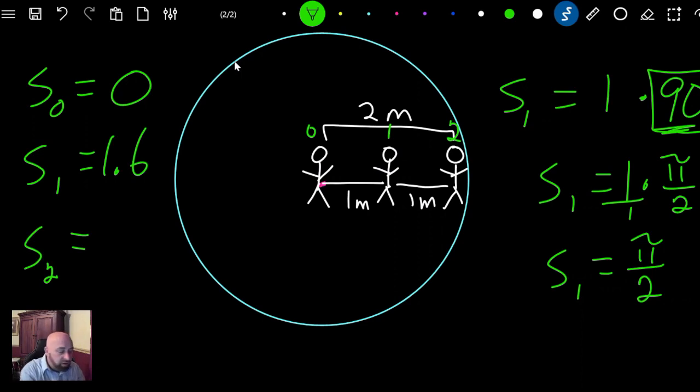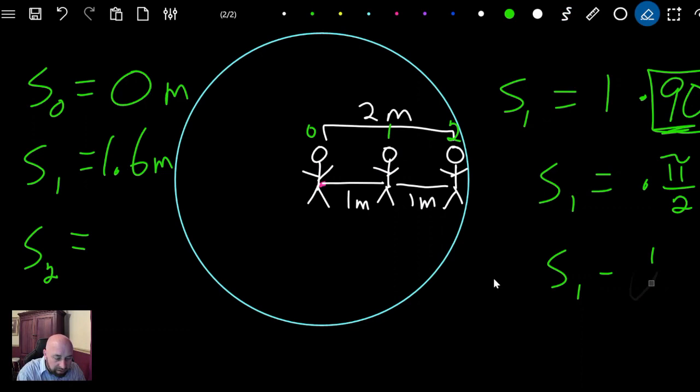How far are they traveling? And this would be in meters. So the first person travels 0 meters. The second person travels 1.6 meters. And then the third person, how far did they travel? So let's get rid of some of this. I'll leave some of these things on here where we converted to pi, or to radians. So this is person 2.